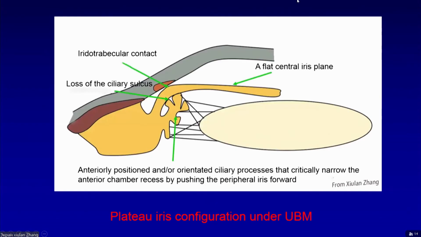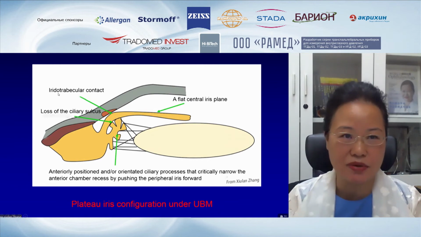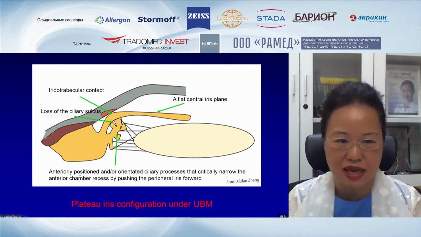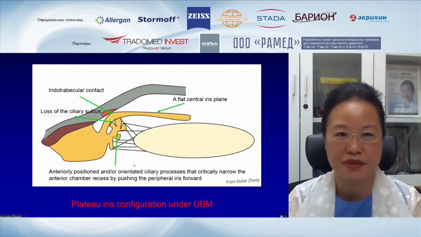body. This is a schematic diagram drawn by myself. It's a beautiful picture, right? It's a plateau iris configuration under UBM. A flat central iris plane, iridotrabecular contact, loss of the ciliary sulcus, and anteriorly positioned or oriented ciliary processes that critically narrow the anterior chamber recess by pushing the peripheral iris forward.